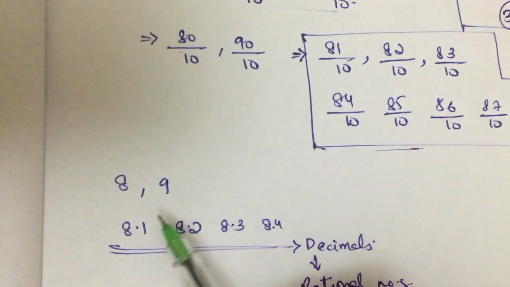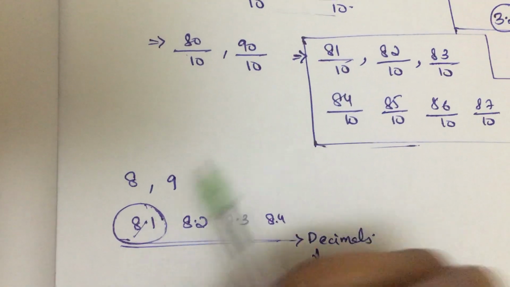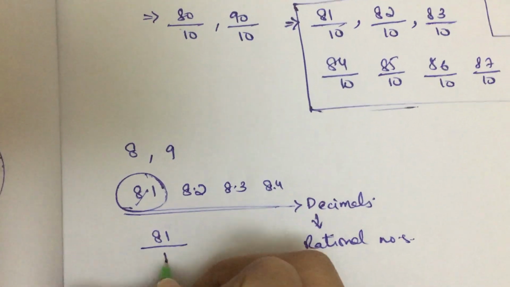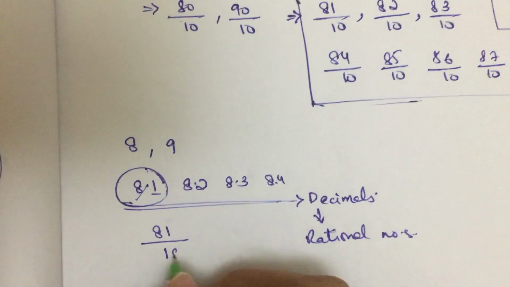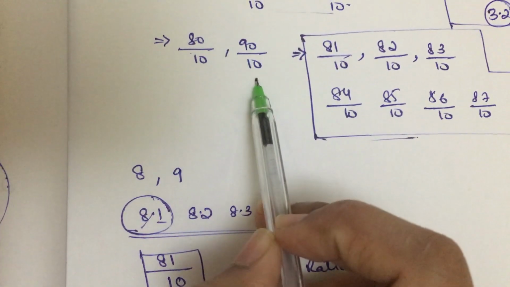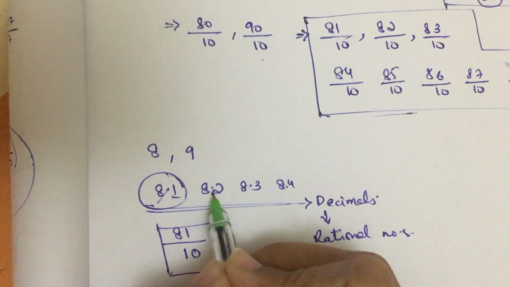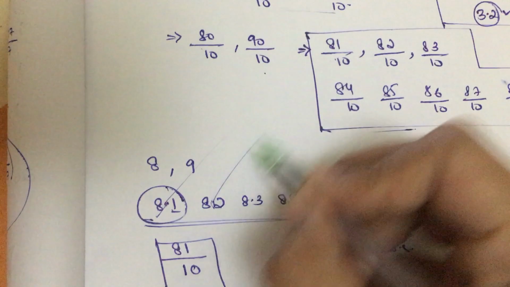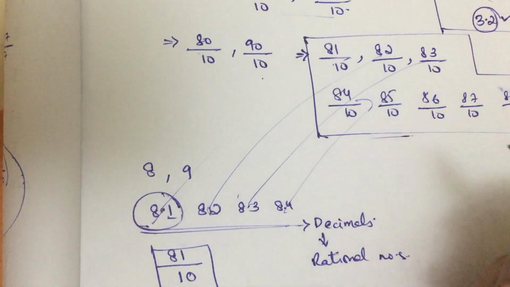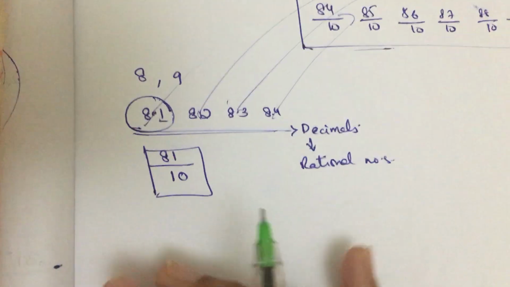Now 8.1, we are saying, is this not 8.1? I removed the decimal, 81. Removing the decimal, 1 should be added. How many digits? 1 digit, 1 0. 81 upon 10. Isn't it the same thing? The numbers between 80 upon 10 and 90 upon 10 we have written the same way. 8.1, 8.2, 8.3, 8.4 are nothing but these. So this way also you can write it down. This is the first two questions.